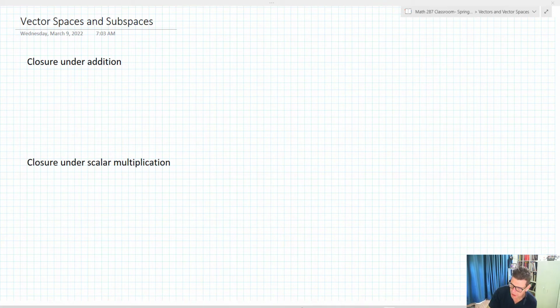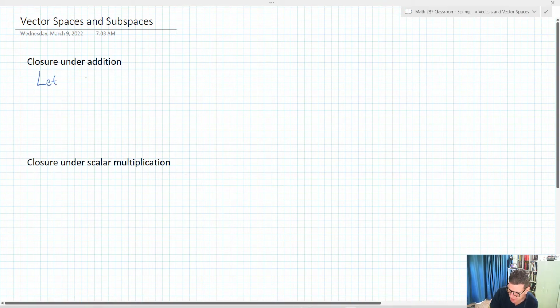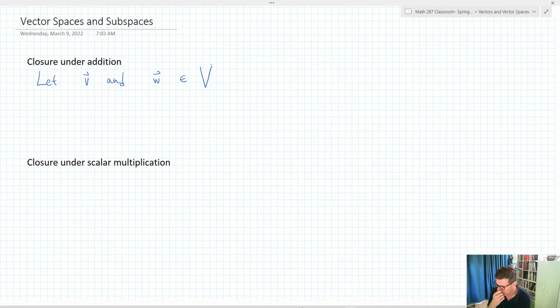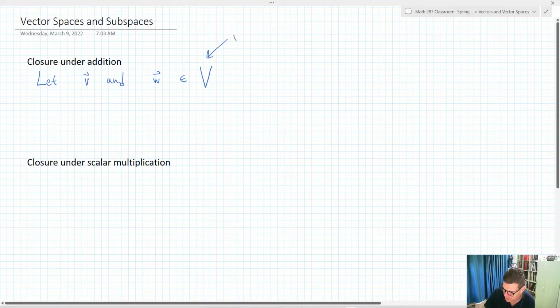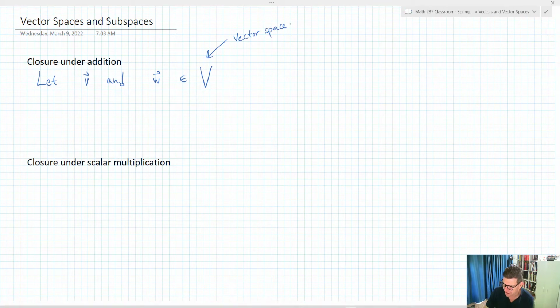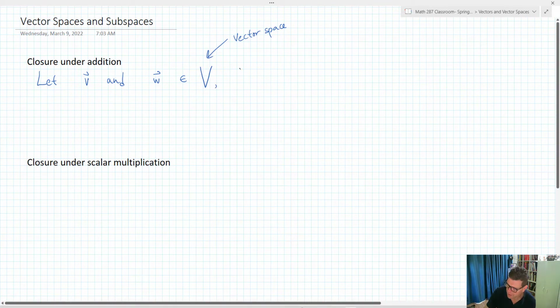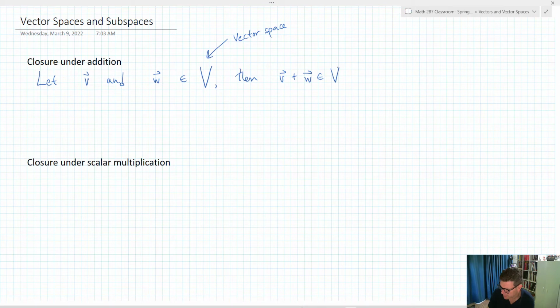So what we're going to do is we're going to let V and W belong to, and that's what that means, belong to our vector space V. And we're going to use this capital letter V, and we want to be careful that this is not a matrix. This is actually the vector space. We call the vector space V. Okay, that vector space V. Then V plus W is going to belong to V.